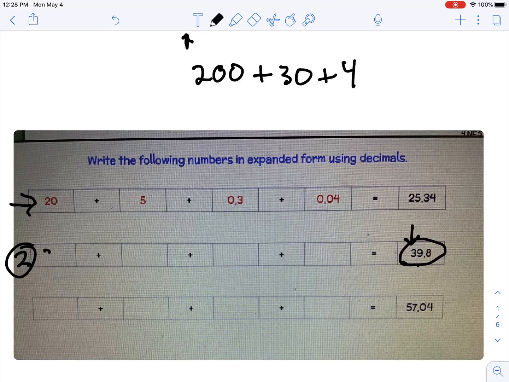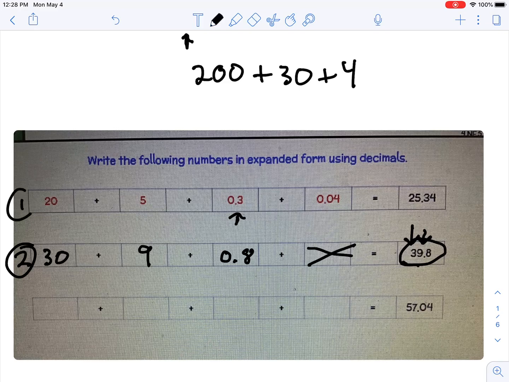and see what place my 3 is in, right? I have 3 in the tens place. So 3 tens would be 30, right? I have 9 ones, so 9 ones is 9, right? And then I have 8 tenths. If you notice, here's how they wrote 3 tenths in the example problem. So to write 8 tenths, I would just write 0.8. Okay, and I don't have any other numbers after that, so I can leave that blank. But that's it. I've written 39 and 8/10 in expanded form now.